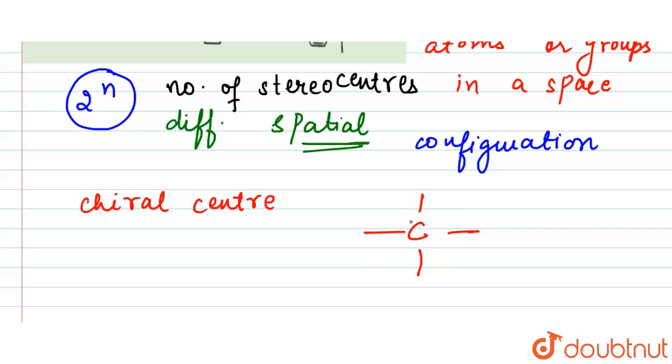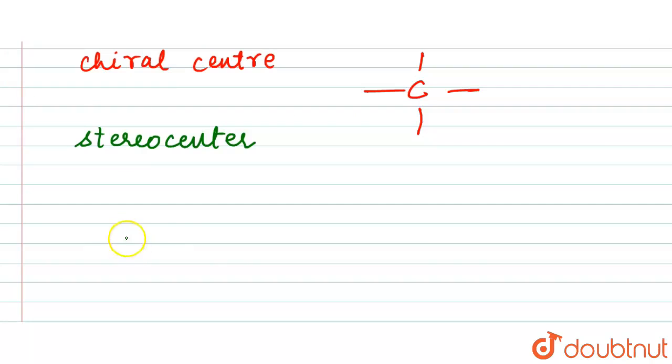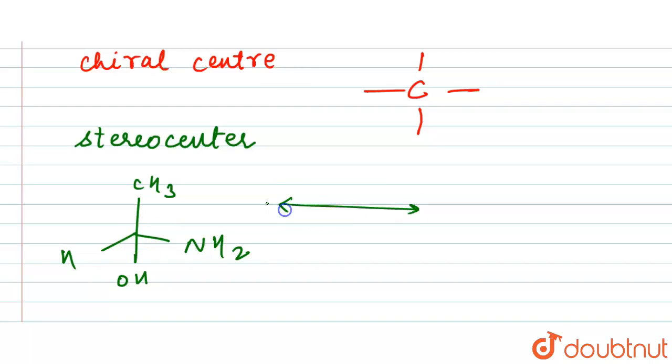But when we talk about the stereo center, let's take an example. First, here we have CH3, here H, here OH, here NH2. When we interchange the positions of CH3 and H, here we have CH3, here OH, here NH2, and here H. So this is our stereo center.